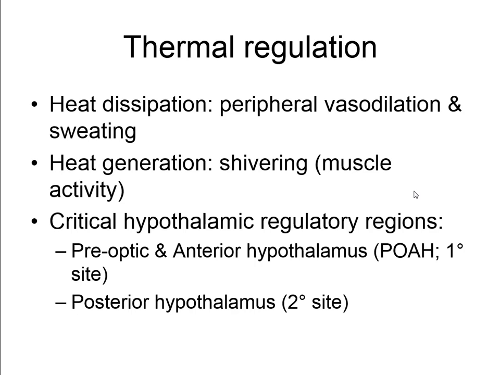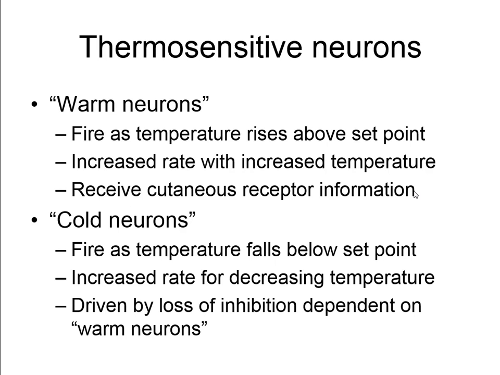And then the posterior hypothalamus is really an output device. But what we have there are essentially warm neurons and cold neurons. Okay? So this is an elegant bit of circuitry to give you a function. We've got neurons that are sensitive to temperature, and they start to fire when the temperature gets above their set point. The further away from their set point the temperature gets, the more they fire. Okay?